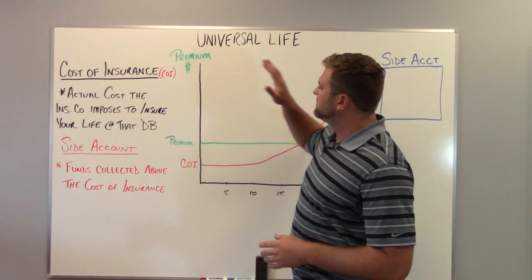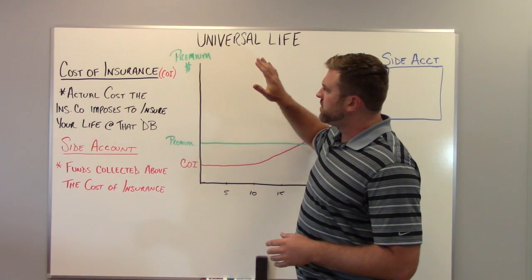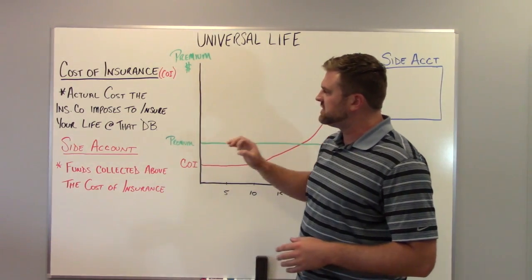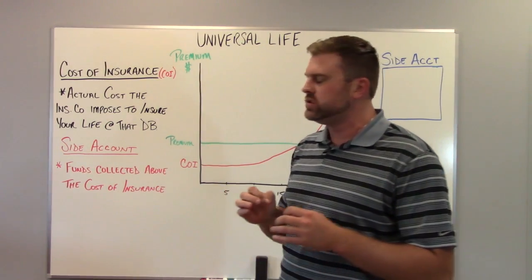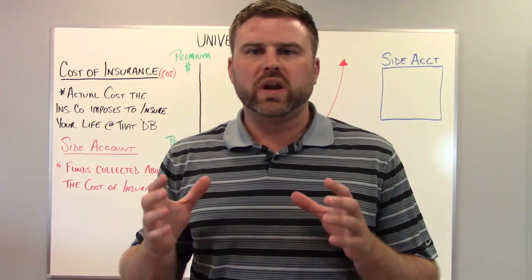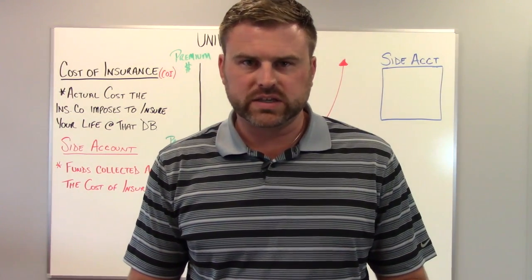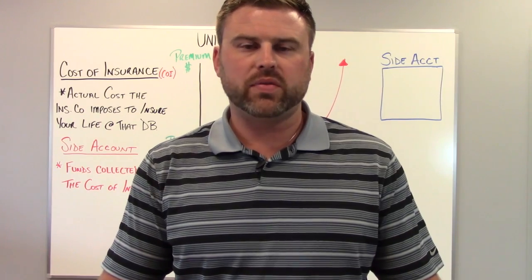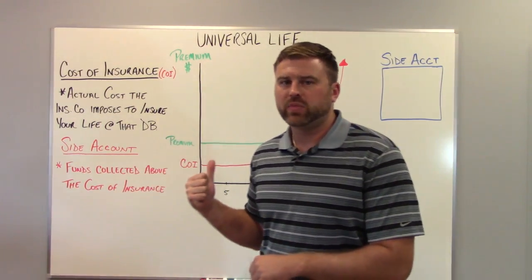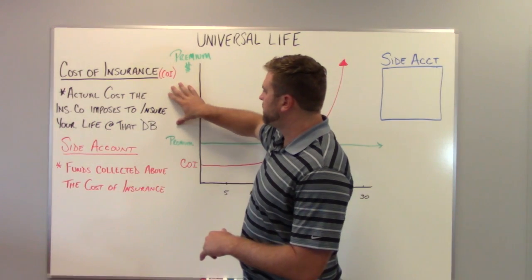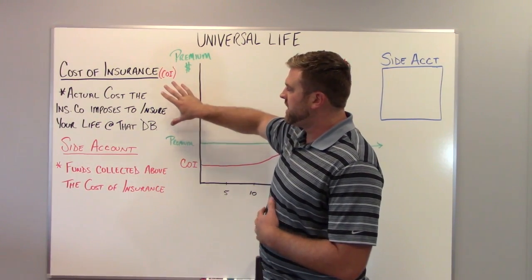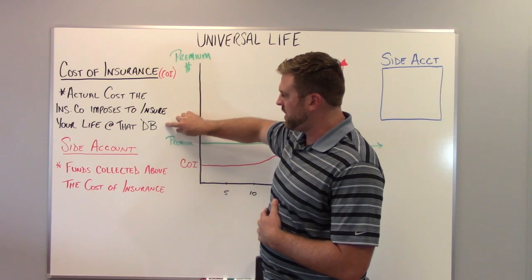The cost of insurance is very, very important with universal life contracts. The cost of insurance is the actual cost the insurance company imposes to insure your life for that death benefit. When it comes to a term policy, you're really only paying the amount that it costs in order to insure you. So you could think of the cost of insurance as kind of like buying a term policy. That is the amount that it actually costs for that death benefit.